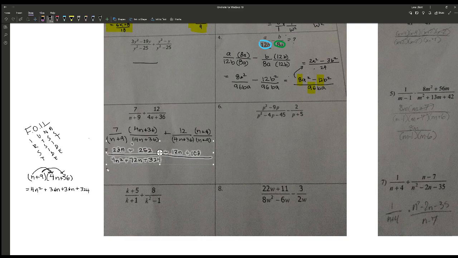All right, gathering like terms gives us 28n plus 12n plus 252 plus 108 over 4n squared plus 72n plus 324. And once we do that all, it gives us 28 plus 12 is 40n plus 252 plus 108 is 360, so 360 over 4n squared plus 72n plus 324.